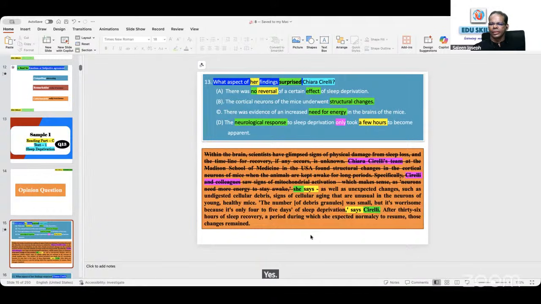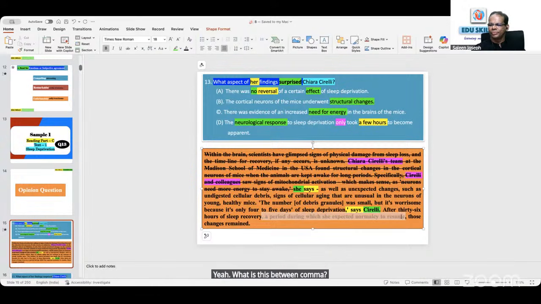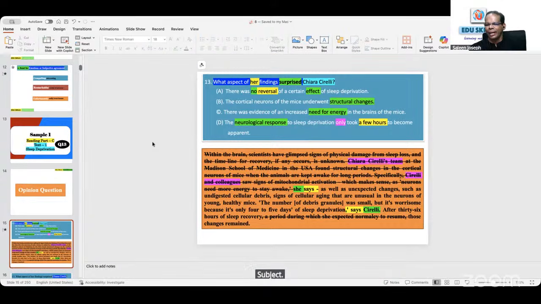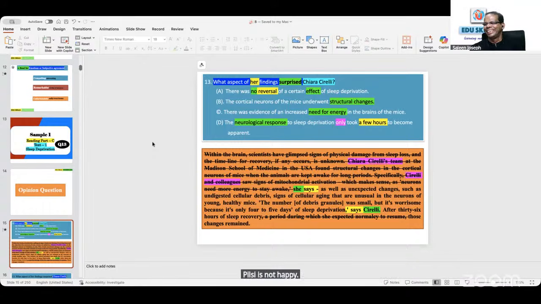The number was small, but it's worrisome because it is only 4 to 5 days of deprivation, says Saleen. After 36 hours of sleep recovery, a period during which she expected normally to resume, those changes remained. You can just ignore what is between the commas and read, so that it is easier to understand. After 36 hours of sleep recovery means maybe she had a night duty, came home, and her family members allowed her to sleep 36 hours. Still she is not happy. Those changes remained means all those damages remained.